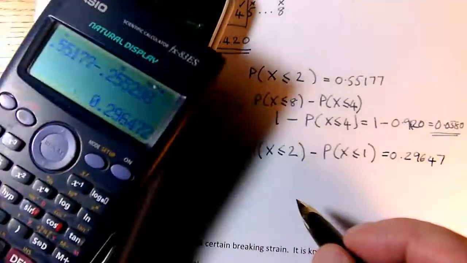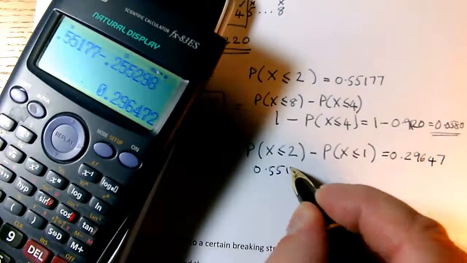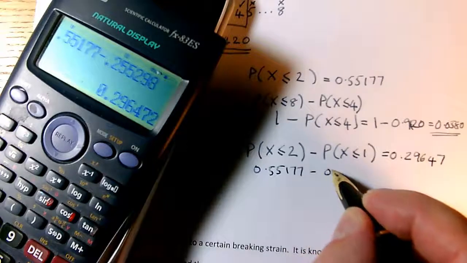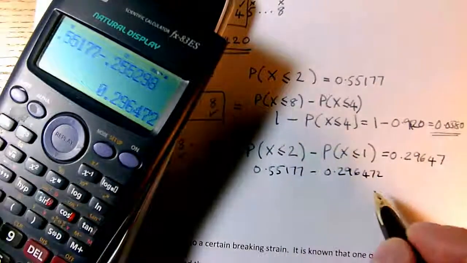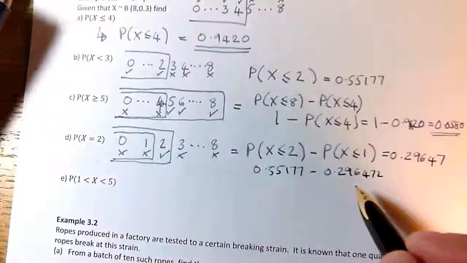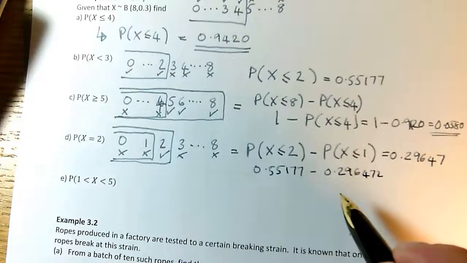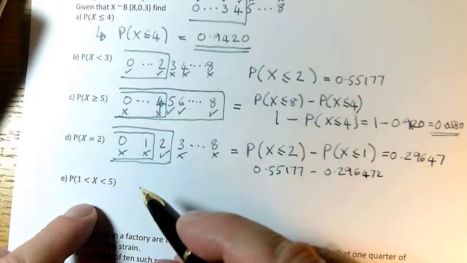Now, it's probably not a bad idea, actually, to write down that I did 0.55177 minus 0.296472. The reason why that's not a bad idea is because there may be marks for these answers appearing even if something's gone a bit wrong somewhere. But nothing should go wrong because you're using a really good method with the inclusion and exclusion boxes.